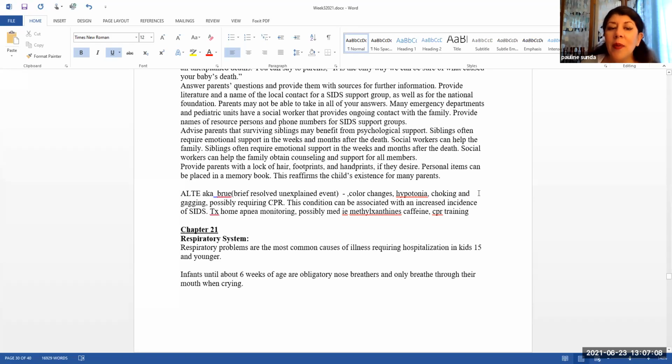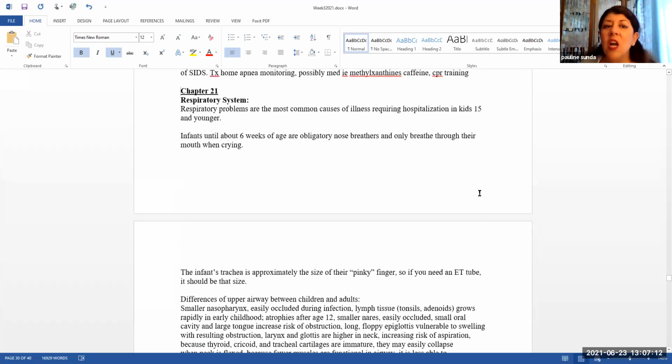Next, we're going to talk about the respiratory system, and this is in chapter 21. Respiratory problems are the most common cause of illness requiring hospitalization in kids 15 years and younger. Infants until around 6 weeks, as I've seen it, as high as 12 weeks, are obligatory nose breathers and only know how to breathe through their noses.